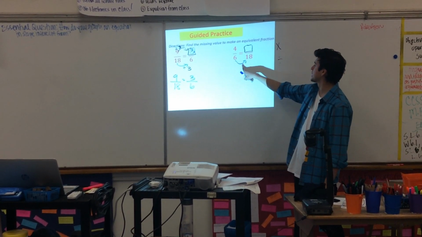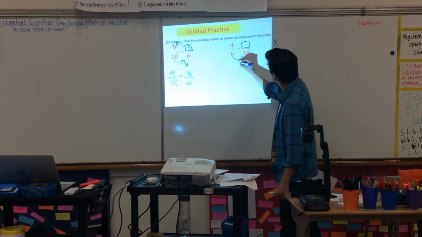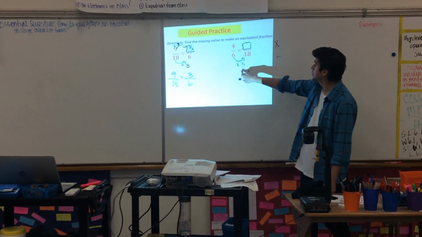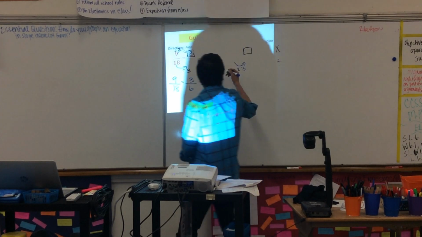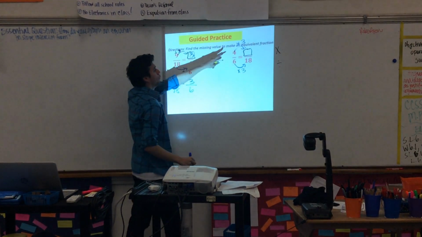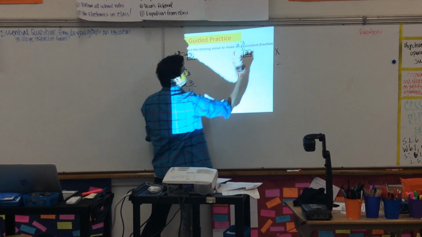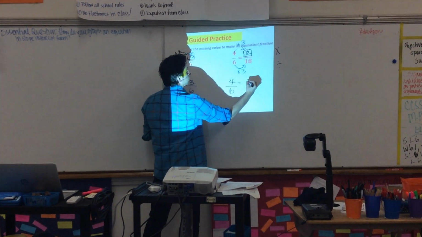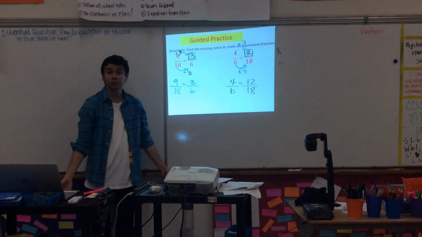Can I multiply 6 times a number to give me 18? Yes. What number? 3. So then we're going to multiply this by 3. 6 times 3 is 18. If you do it to the denominator, you're also going to have to do it to the numerator. So then we're going to multiply this top one by 3 as well. 4 times 3 will give me 12. So the missing value is 12. That means 4/6 is equivalent to 12/18ths. And that's it. You're done.